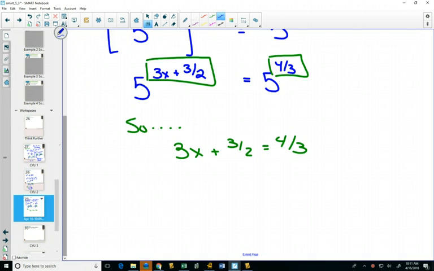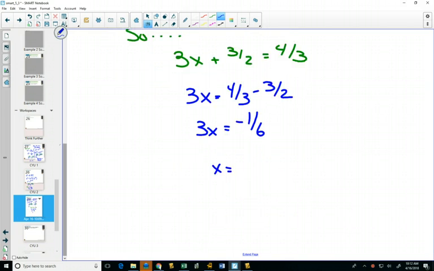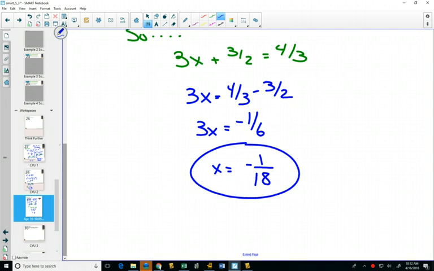And we need to solve for x. So there's some different options you can do with fractions here if you want. Some people will move the 3 halves over, get a common denominator here, 8/6 minus 9/6. Divide both sides by 3, which is multiplying by 1/3. And we get x equals -1/18. So try questions 9 and 10.